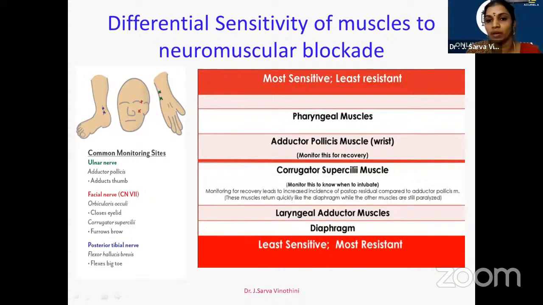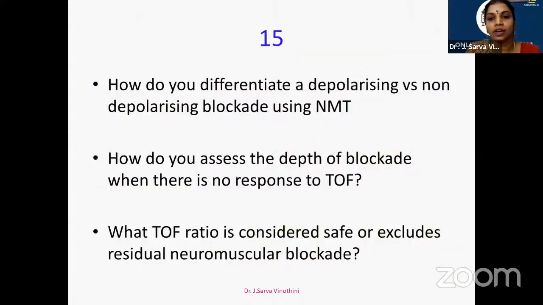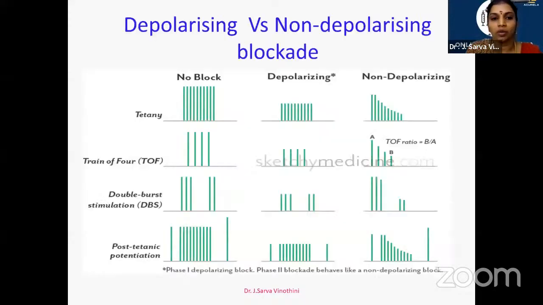in the postoperative period. How do you differentiate a depolarizing versus a non-depolarizing blockade using neuromuscular monitor? How do you assess the depth of the blockade when there's no response to TOF? What TOF ratio is considered safe or excludes residual neuromuscular blockade?